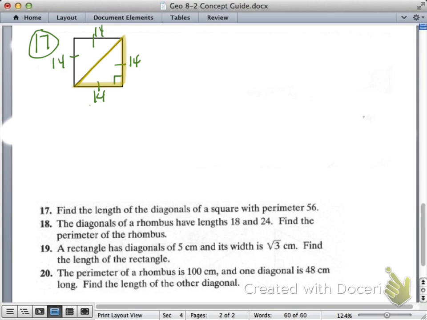I'm going to help you get all these shapes set up. Number 18 is a rhombus, so draw a rhombus. The diagonals have lengths of 18 and 24. What do you know about the diagonals of a rhombus? Yeah, that's right. They're perpendicular, they make a right angle, and they bisect each other. So we end up with a bunch of right triangles that have 12 for one leg and 9 for the other. Now we can find the hypotenuse of one of those triangles. Oh, the hypotenuse is one of the sides of the rhombus. There are 4 of them, and they're all congruent.